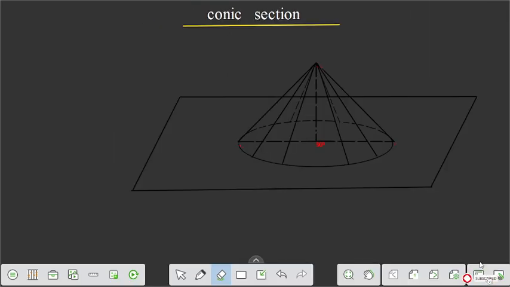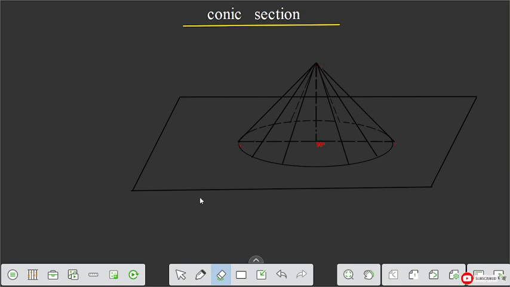Okay, so the chapter is conic section. Basically this is a right circular cone, and conic section is defined as the cutting of the right circular cone with different angles relative to the axis. This is the axis and this is the base. The shapes obtained on the surface of the cone are known as conic sections.